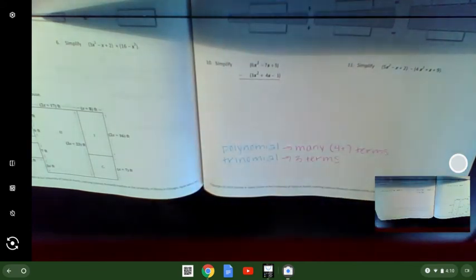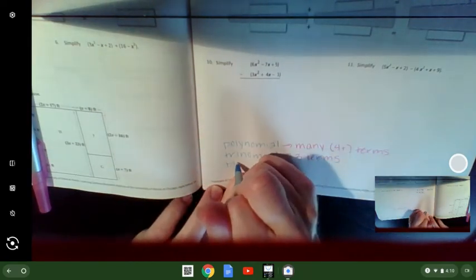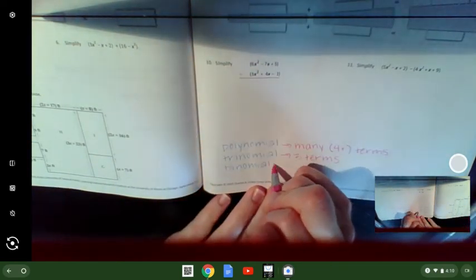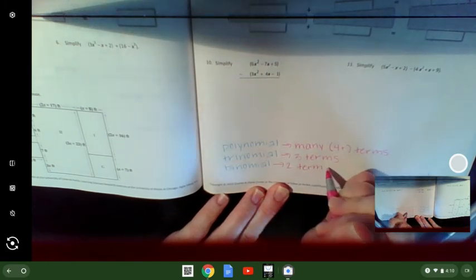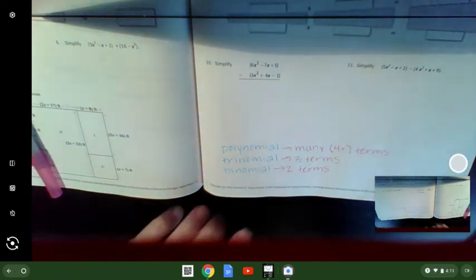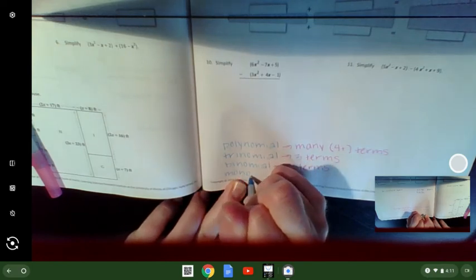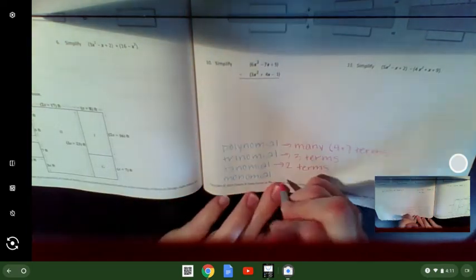If you are riding something with 2 wheels, you are riding a bicycle. So a binomial refers to 2 terms. And again, I realize if you're riding something with 1 wheel, it is a unicycle, but we do not have a uninomial. Instead, that is called a monomial. And a monomial refers to having simply 1 term.